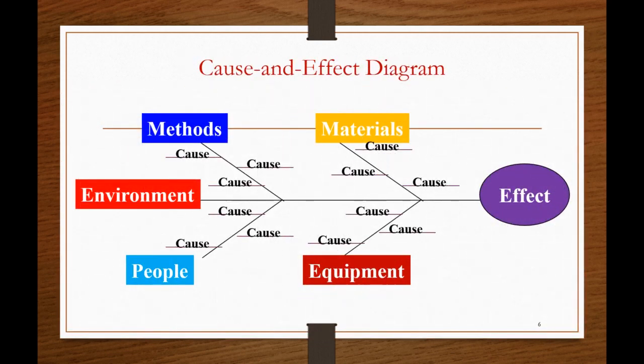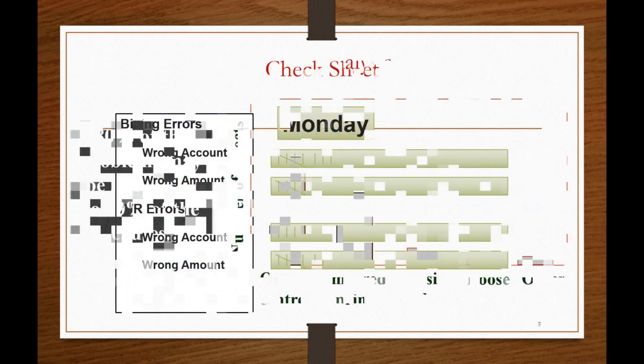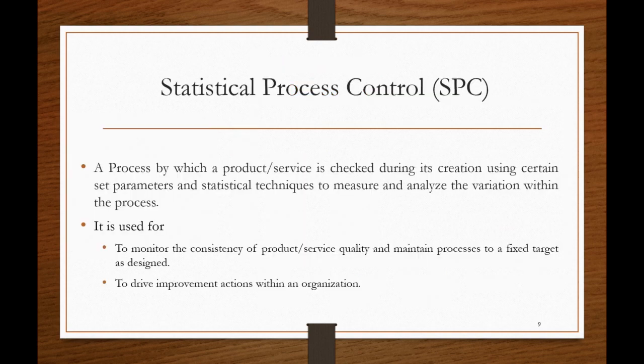So here is the diagram for cause and effect diagram. It uses methods, materials, environments, people, and equipment, its corresponding causes, and its after effects. Check sheets, analysis, and then comes the statistical process control, or simply SPC. It's a method for quality control which employs statistical methods to monitor and control a process. This helps to ensure that the process operates efficiently, producing more specification-conforming products with less waste.